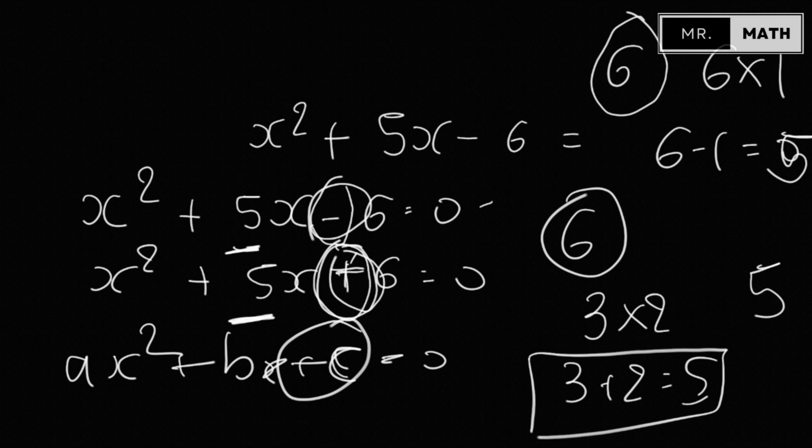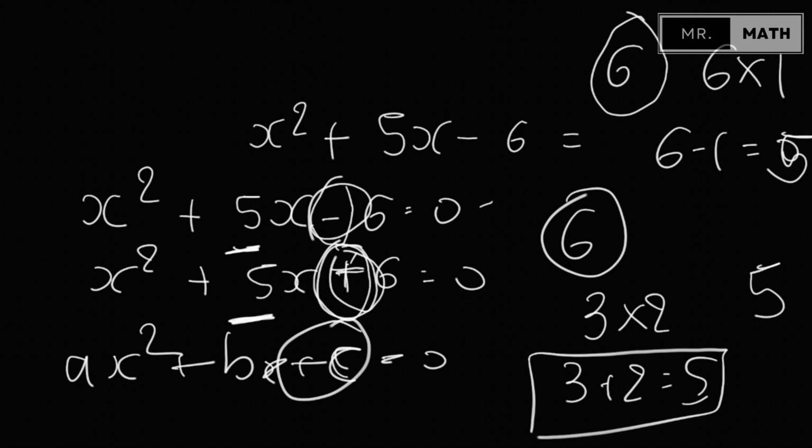We have not found the roots yet. We are just on the way to find the roots. 3 and 2 are not the roots. Keep in mind that we are only in the process of finding the roots. We have not found the roots till now, right?